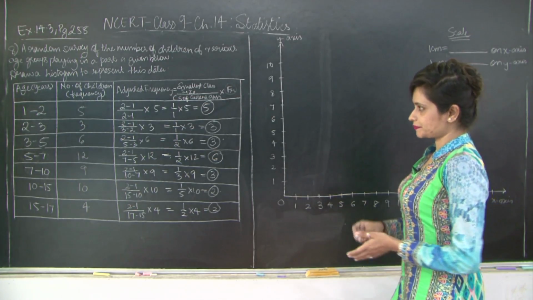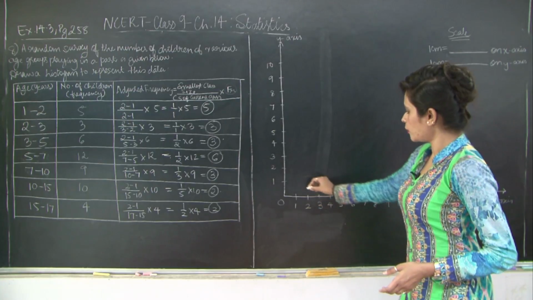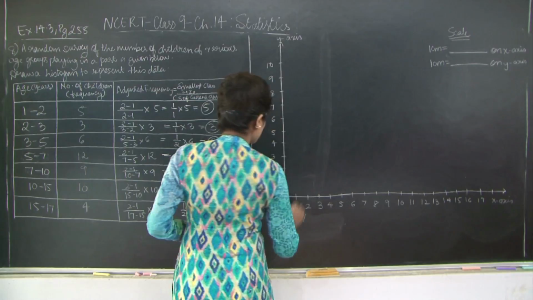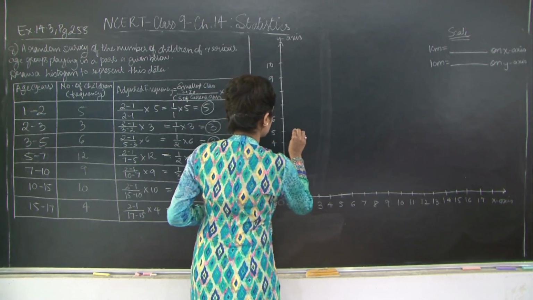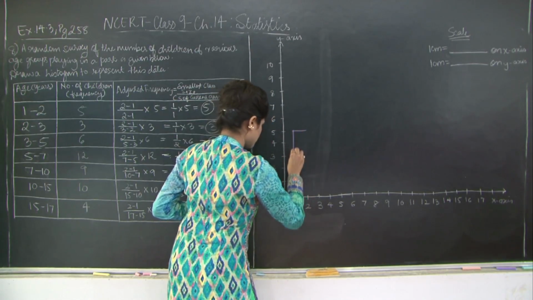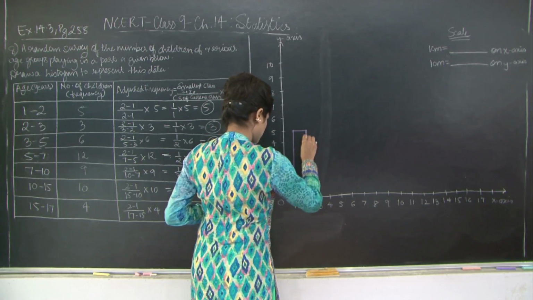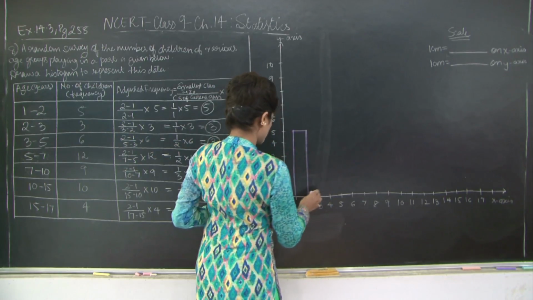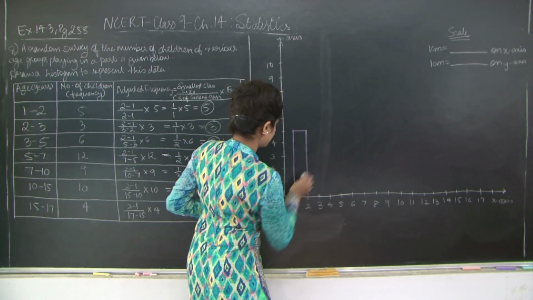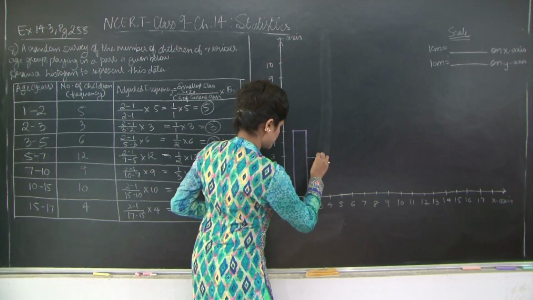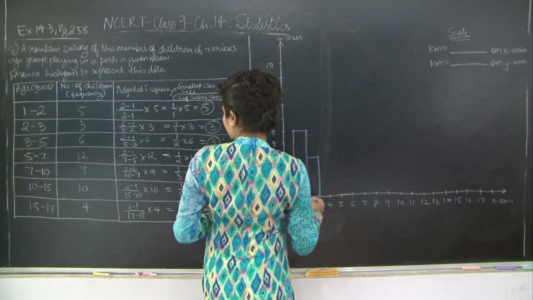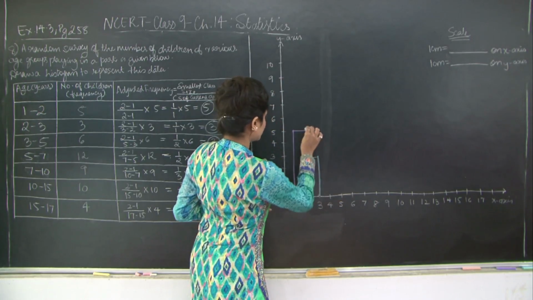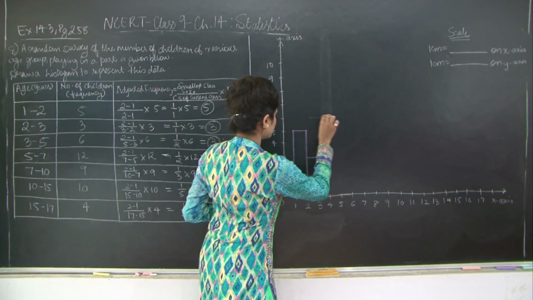Now let's plot. So the first one is from 1 to 2 and the frequency is 5. So let's draw this, 1 to 2 and 5. Then I have 2 to 3 is 3. So 2 to 3 is 3. Then I have 3 to 5 is 6. So 3 to 5 is 6. So 6 is here.